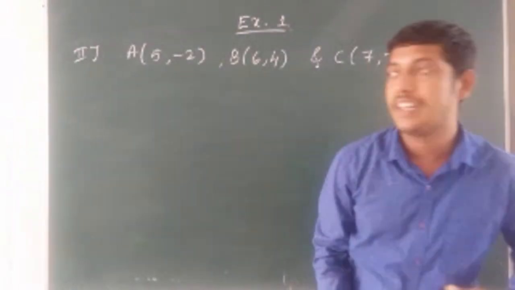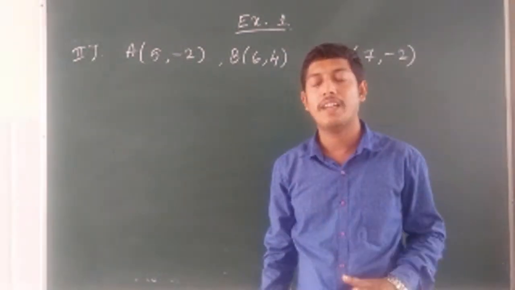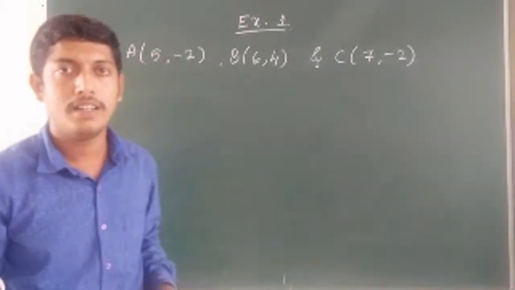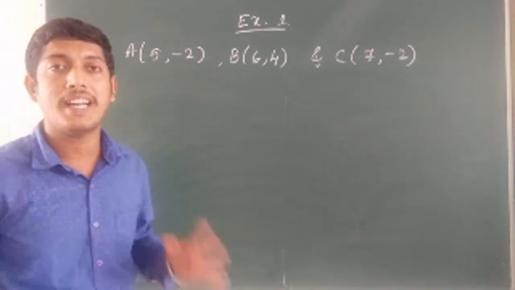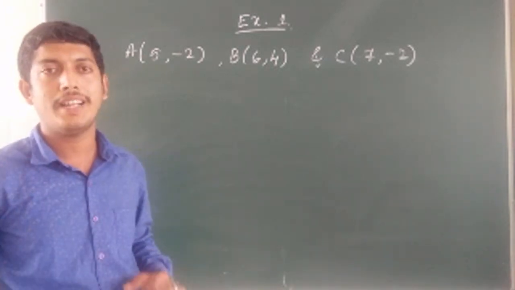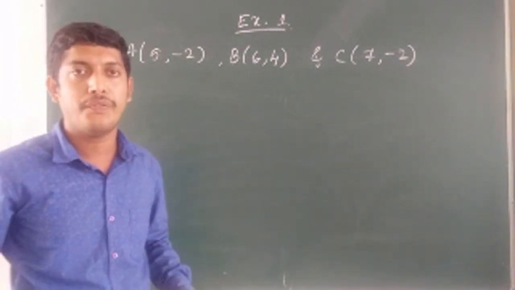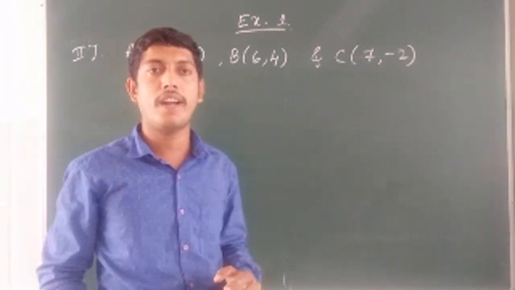So we have 3 categories of triangles by using the sides. One is the equilateral triangle. In an equilateral triangle, all the 3 sides are equal. In a scalene triangle, all the sides are different. And in an isosceles triangle, 2 sides are equal.